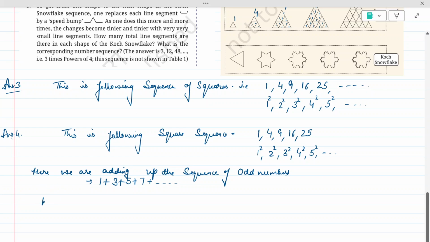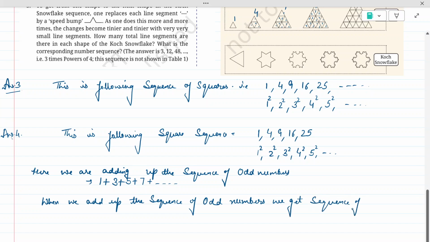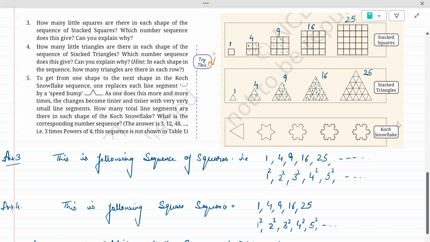Yeah. When we add up the sequence of odd numbers, we get a sequence of squares. Okay, they are related this way. This we have done. So that's the reason we are getting a sequence of squares here. All right, again I'm telling you, see, we know that this image has one triangle. It has 4, 9, 16 and 25, and we can easily see that is a sequence of squares.